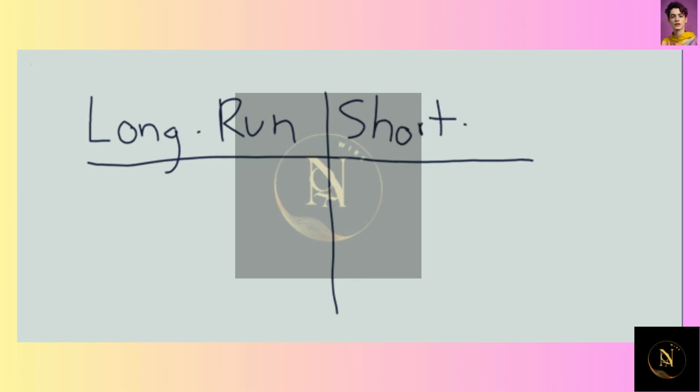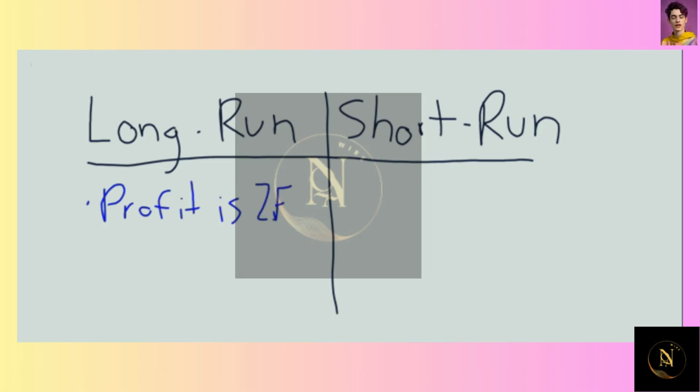So the big condition you need to know for the long run is, let's get a bullet point here, profit in the long run is zero. Zero. Let's get all caps. Zero. That's the big concept you need to know for a monopolistically competitive firm in the long run.